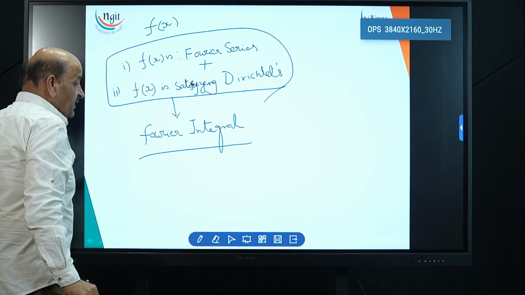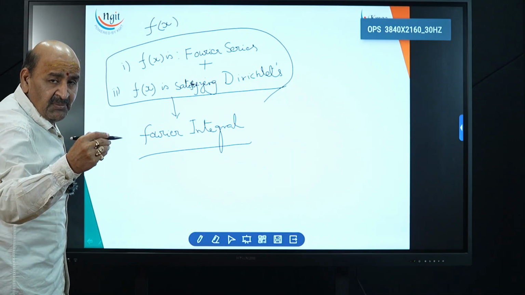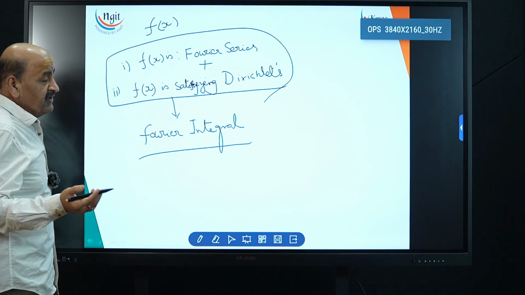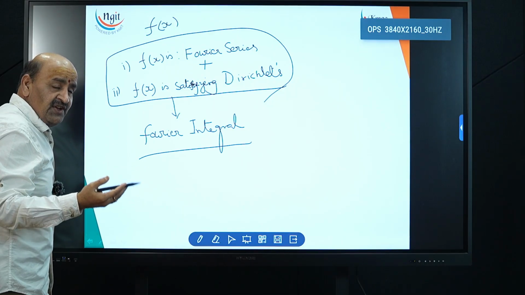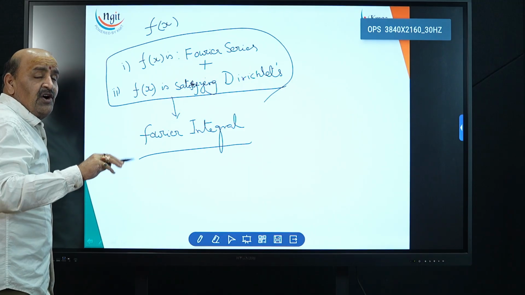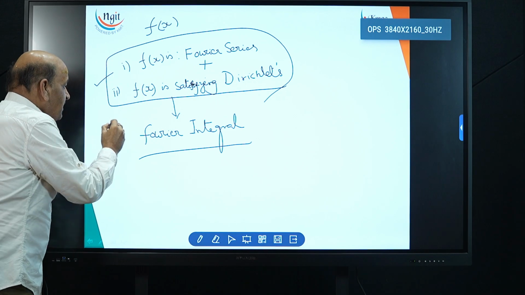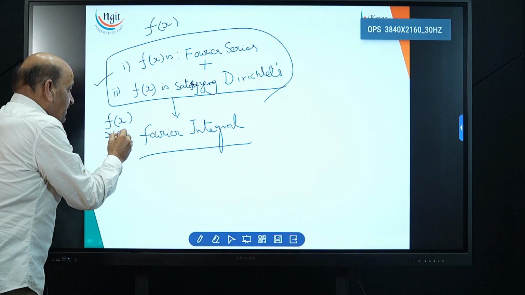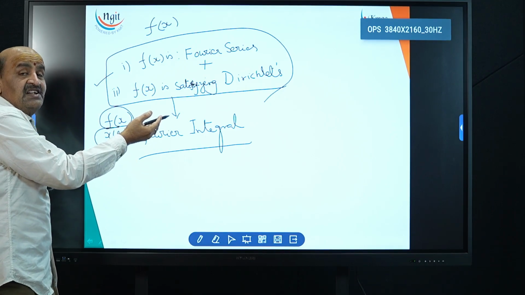This concept is very important. Students have to understand properly. Again, I am repeating that you take any function or signal, f of t or x of t. That function should be expressed in terms of Fourier series and should also satisfy Dirichlet's condition. If these two are satisfied, then only can a function f of x or a signal x of t, both are the same, be expressed in terms of Fourier integral.